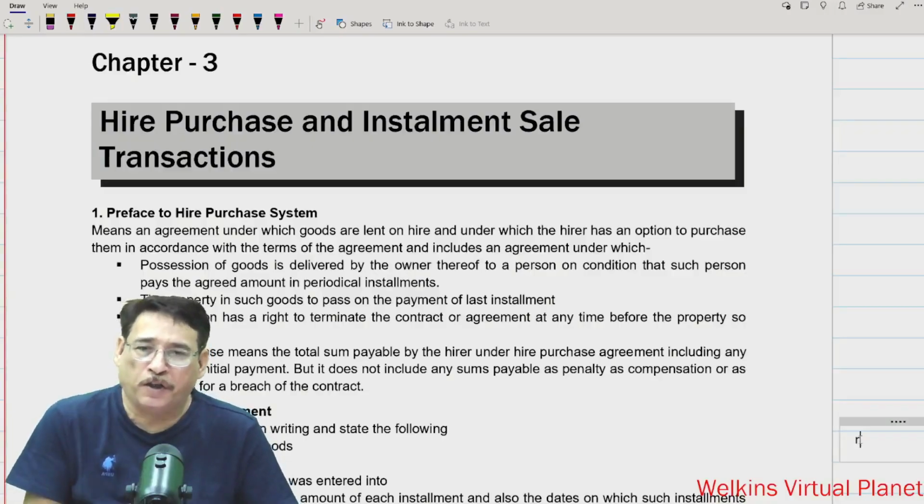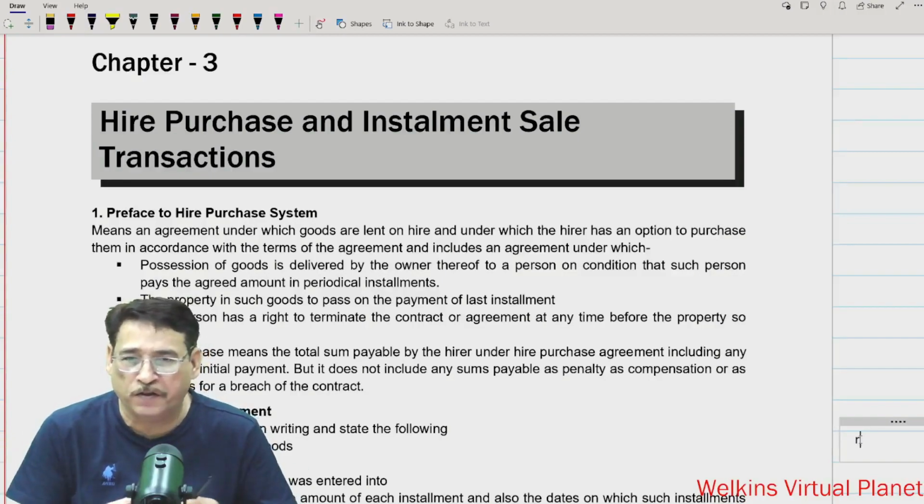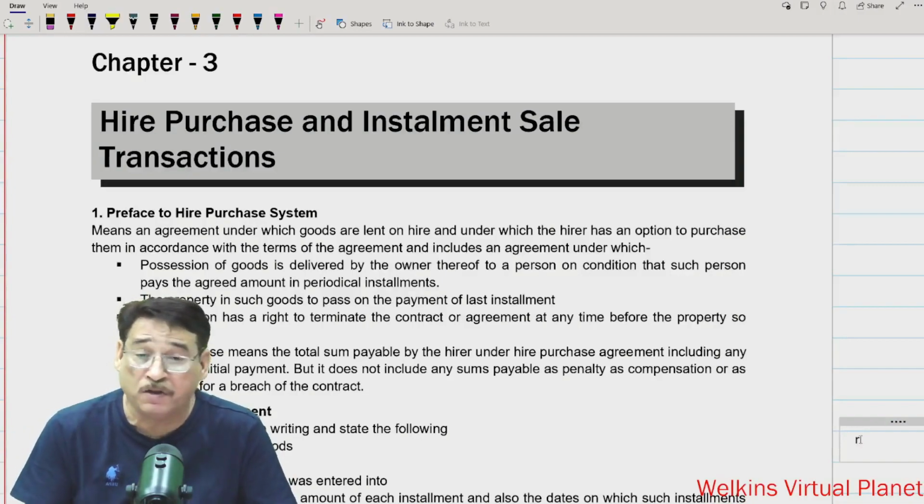Welcome again to this particular session. Flashing on your screens you can see hire purchase and installment sale transactions. So this is the chapter which we are going to start today.